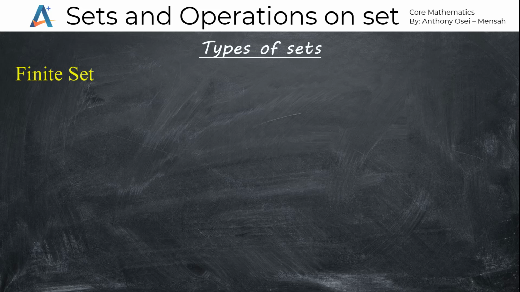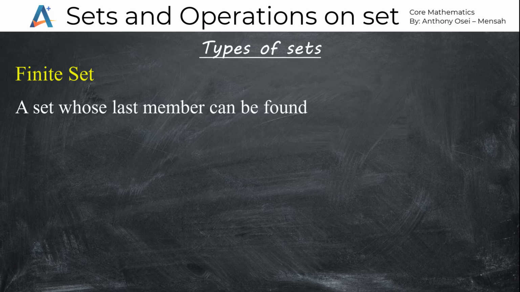Now with finite sets, we are talking about a set whose last member can be found. That is referred to as a finite set. So that means that if you have a set, let's say a set A, and you can boldly say that it's 1, 2, 3, 4, you realize that these will be the only members of the set. Now, once 1 is starting and 4 is ending, then this set can be described as a finite set because the last member, or the last element, is known. So this set is a finite set.